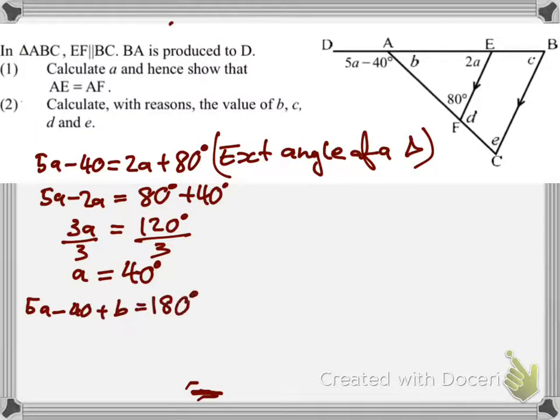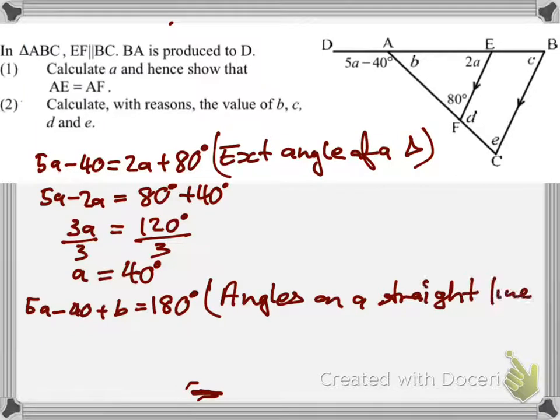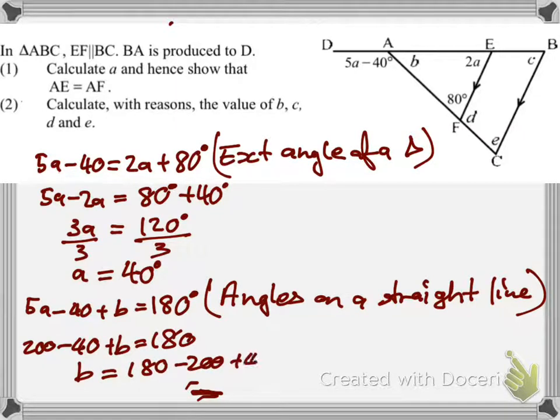Now I want to find B. I'm going to use angles on a straight line. 5A minus 40 degrees plus B should be equals to 180 degrees. That is the angles on a straight line. Right, angles on a straight line. So I solve for B. I know my A is 40, so I substitute the value of 40 and then I solve for B. My B in this case is going to be 180 degrees minus 200 plus 40, which is going to be 20 degrees.